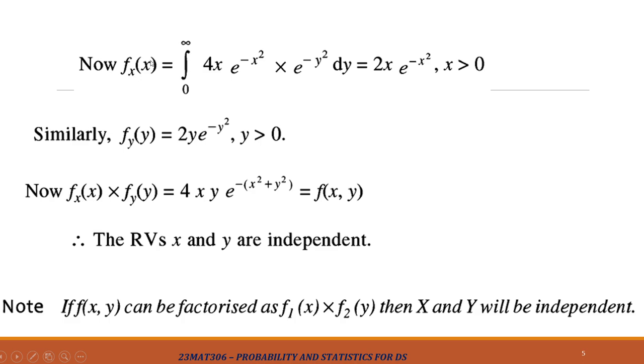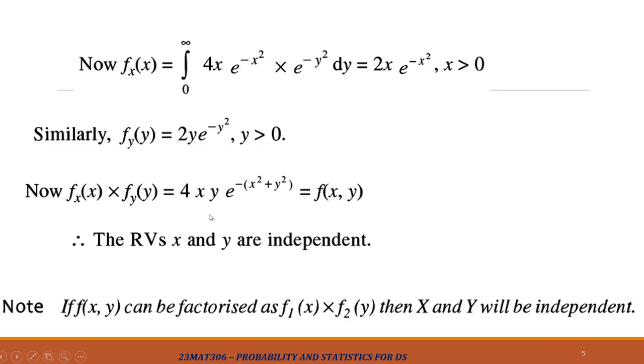Here, fX(x) means we integrate the function with respect to y. So this is the final answer. Similarly, fY(y) means we integrate the whole function with respect to x. This is the final answer. Next, we multiply these two things and we get the final answer. So this is our given f of x comma y.